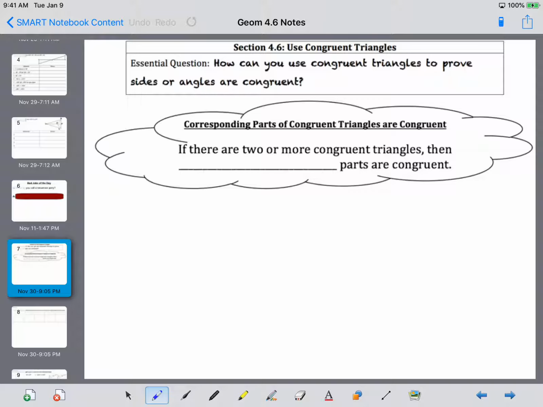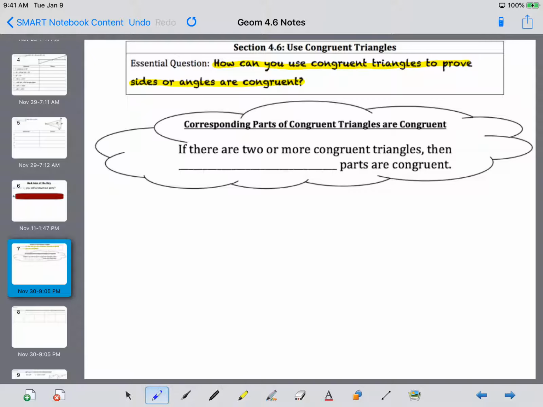So today we're gonna use quite a few of those triangle congruence postulates to answer this question. How can you use congruent triangles to prove sides or angles are congruent? So first we're gonna have to prove if triangles are congruent. Then we know that everything that matches in those triangles is congruent to each other.